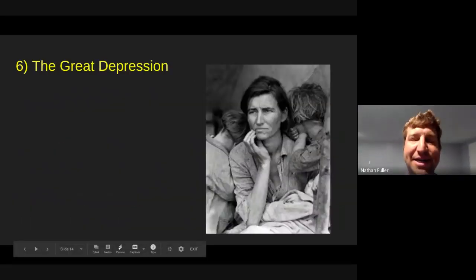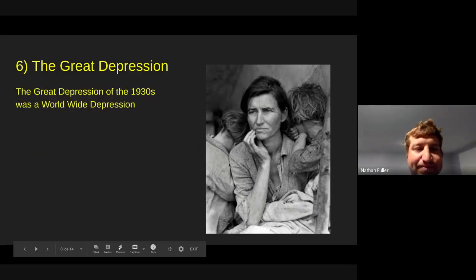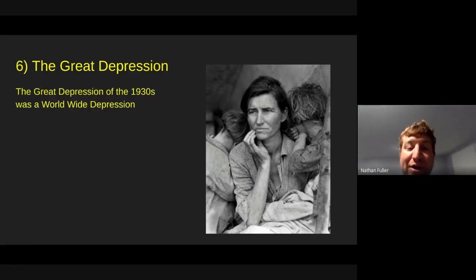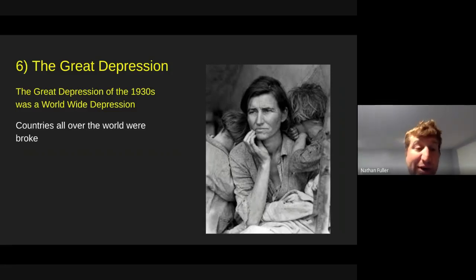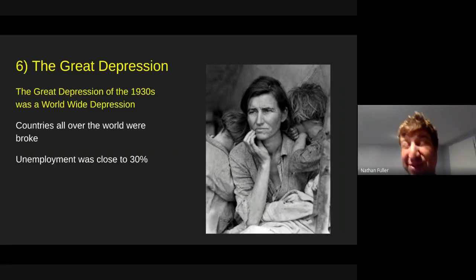Finally, the cause of World War II is the Great Depression. It was a worldwide depression in the 1930s. Countries all over the world are broke. Unemployment was close to 30%. Now, to put that in relation, right now our unemployment is somewhere right around 10%. And people are kind of hitting the panic button. Like, that's a big number. 10% is huge. But 30% is enormous, okay?